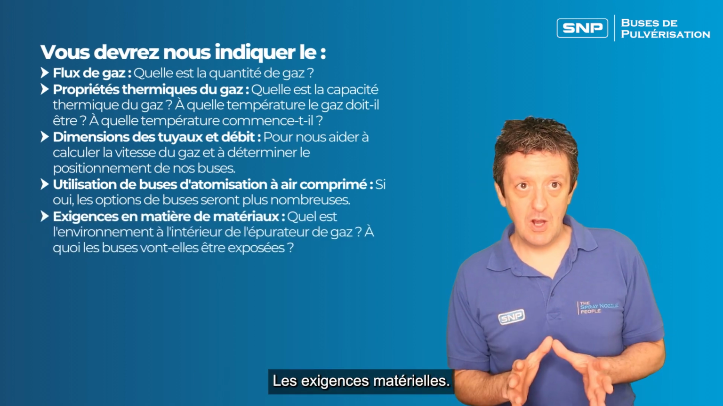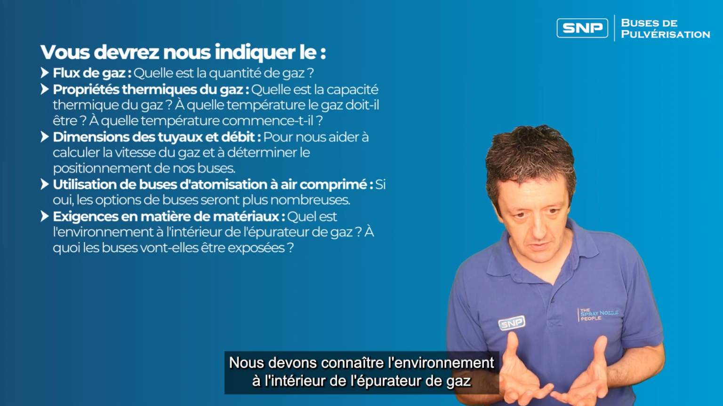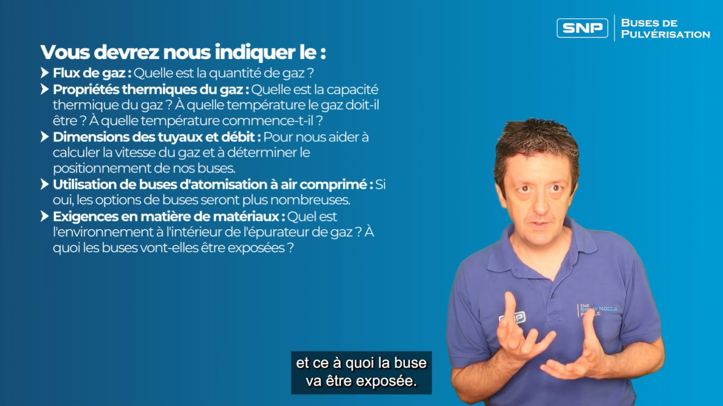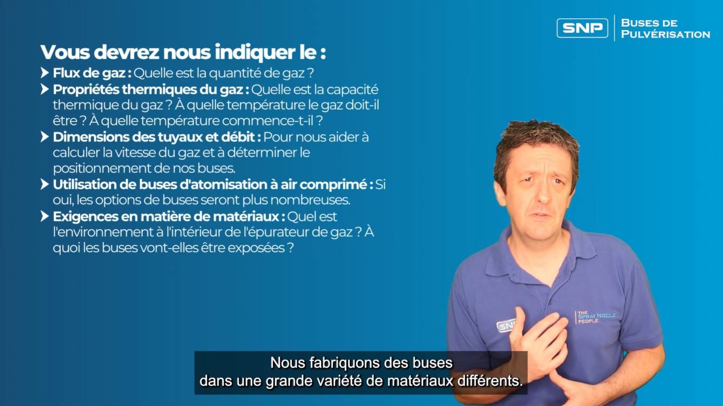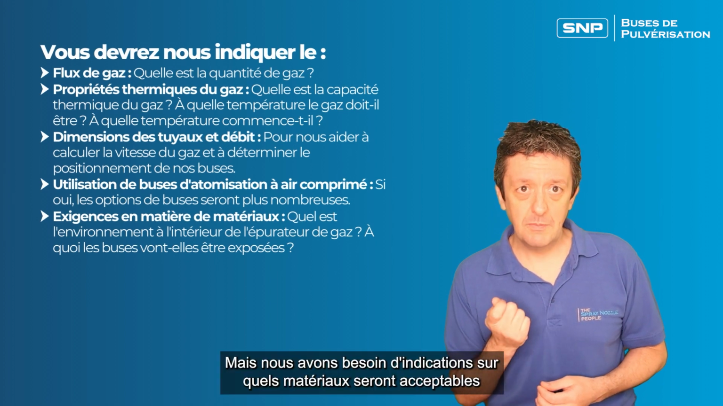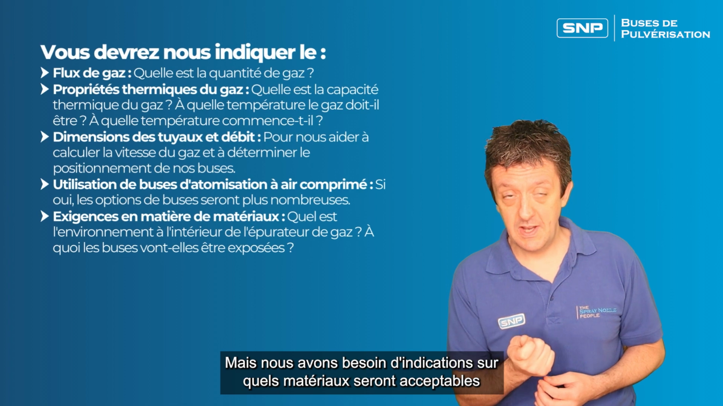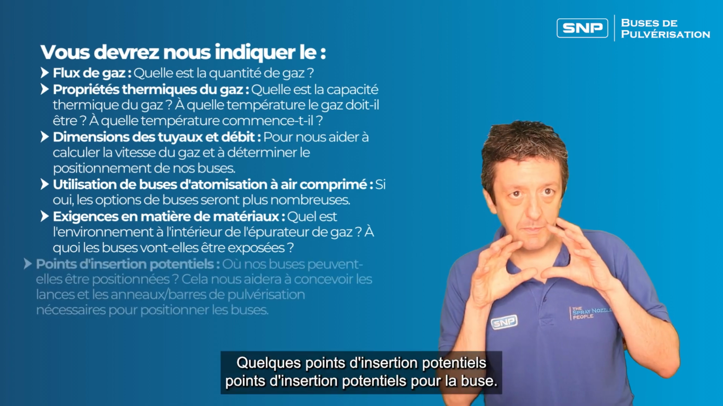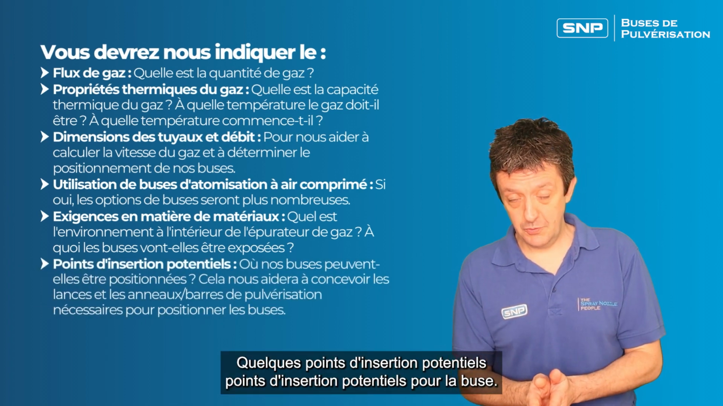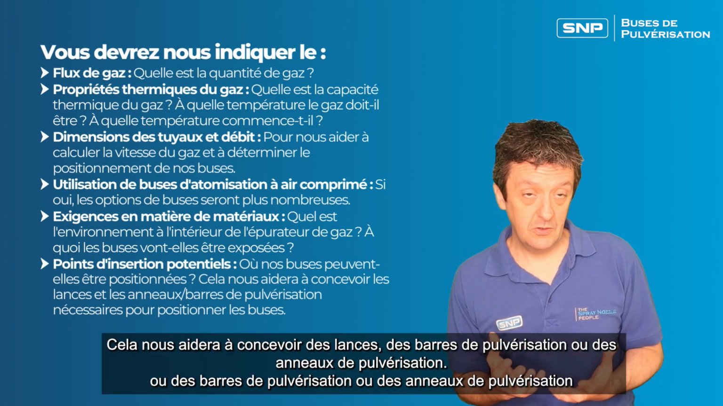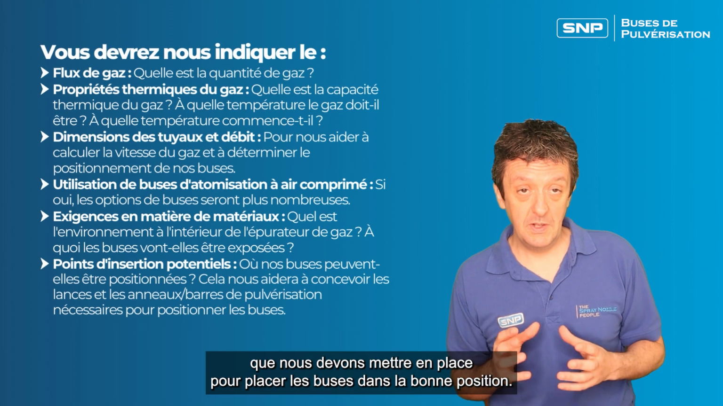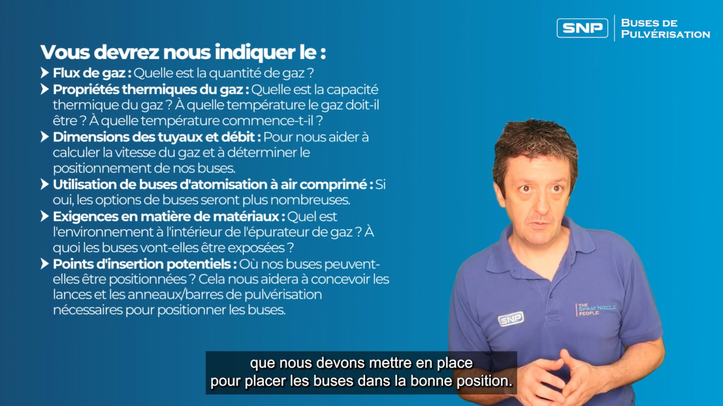The material requirements. We need to know about the environment inside that gas cover, what the nozzles are going to be exposed to. Now, we manufacture nozzles in a huge variety of different materials, but we need some guidance on which materials are going to be acceptable for your environment. Some potential insertion points for the nozzle. So where can we stick our nozzles? And that will help us design any lances or spray bars or spray rings that we need to put in there to get the nozzles in the right position.